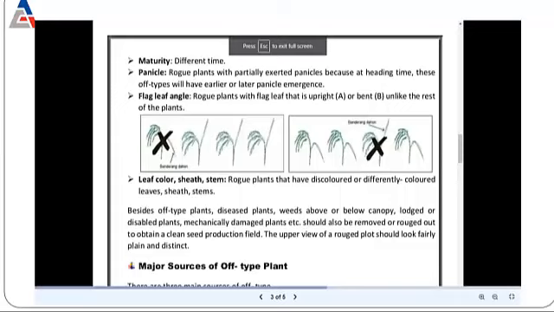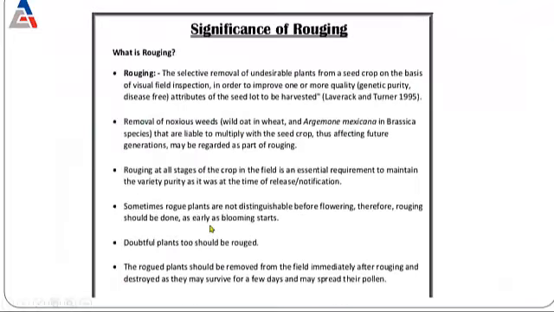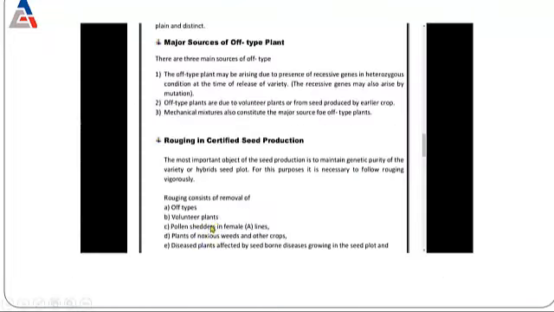Besides off-type plants, there may be diseased plants, weeds above or below the canopy, lodged or disabled plants, and mechanically damaged plants, which are also removed or rogued out to obtain a clean seed production field. So whenever you are writing in the copy, you should mention all these things. Okay, I will upload the slide. Besides the definition, you have to mention all this.